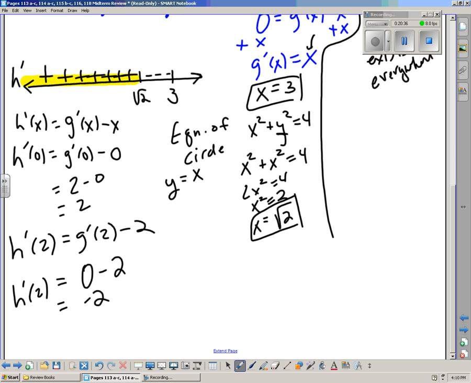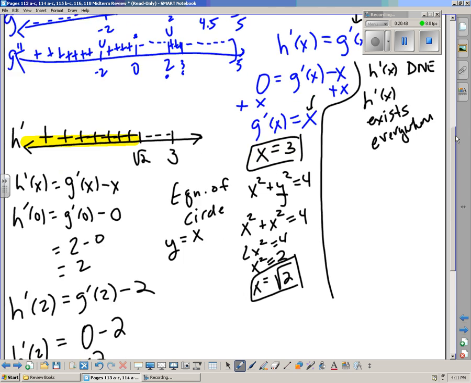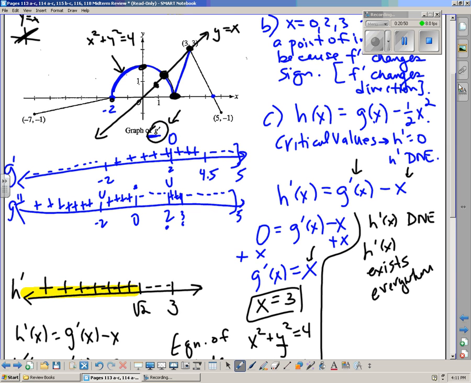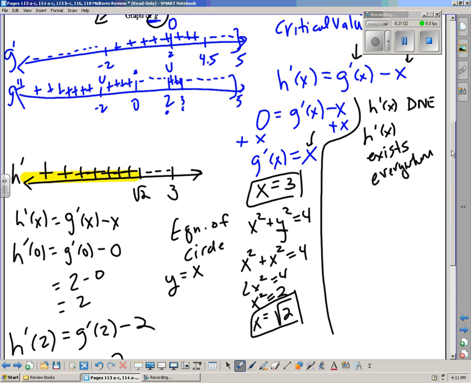And then if I want to find it on the interval past 3, I'll plug in 4 into the derivative. So that would be g prime at 4 minus 4. G prime at 4, we'll go back up to the graph and look at the y value. G prime at 4 looks like to be 1, but we know it's positive. It's certainly not bigger than 4, so 1 minus 4 is negative 3. So actually, we're negative here.